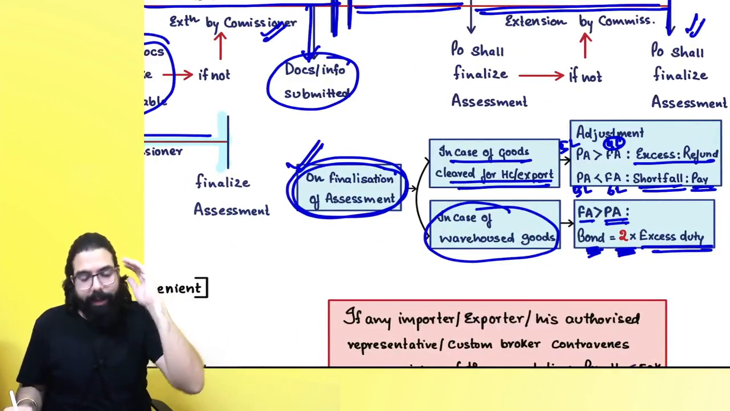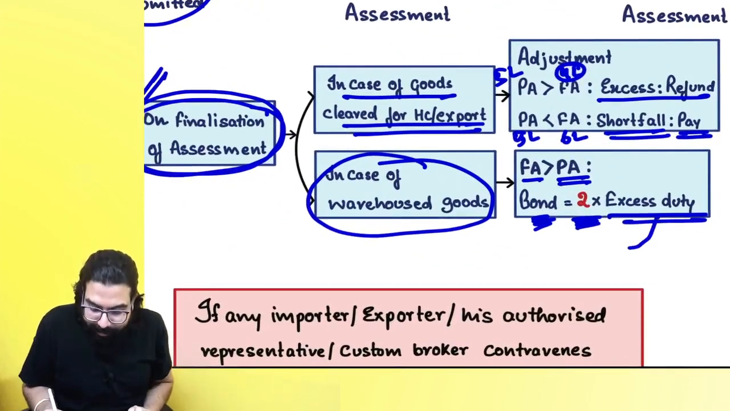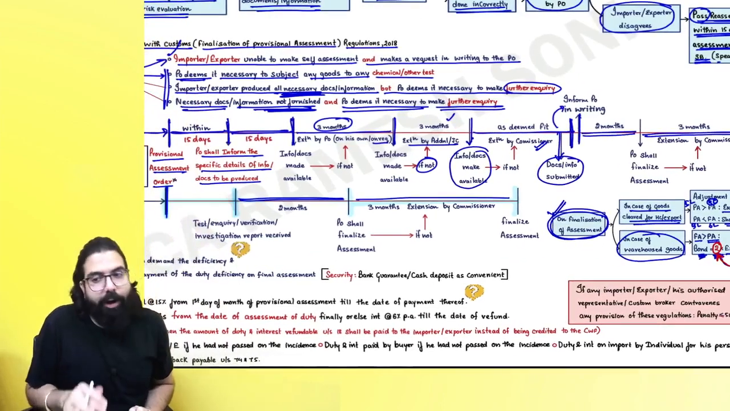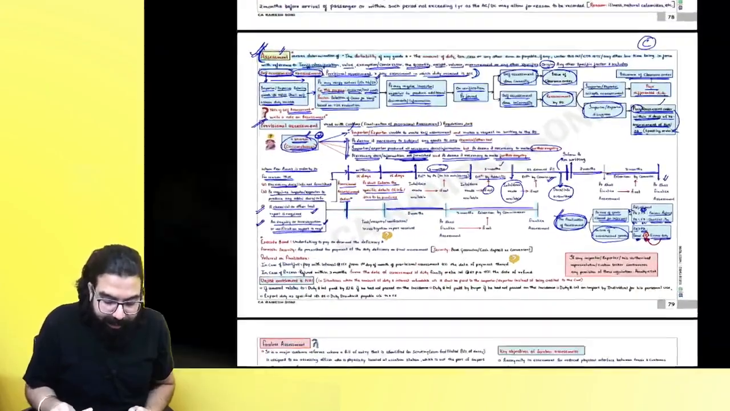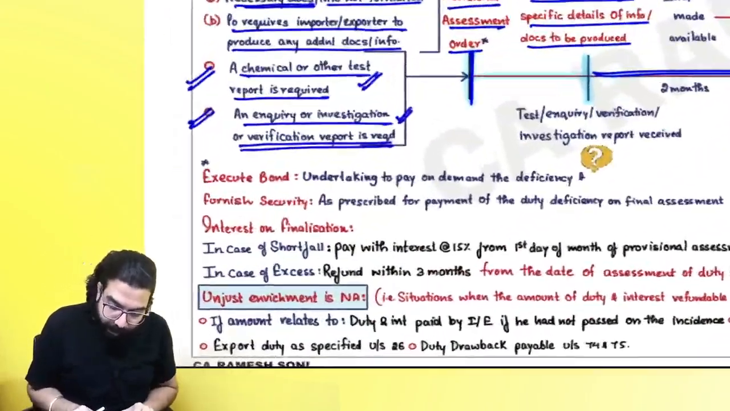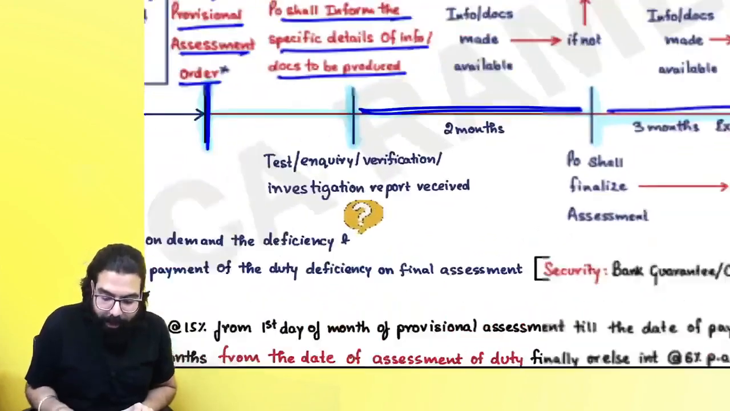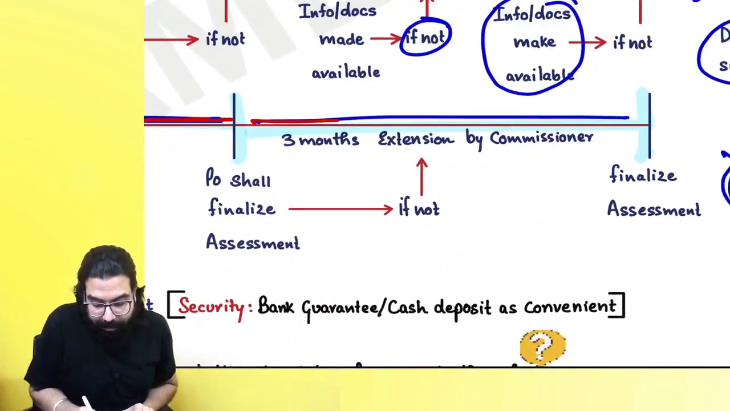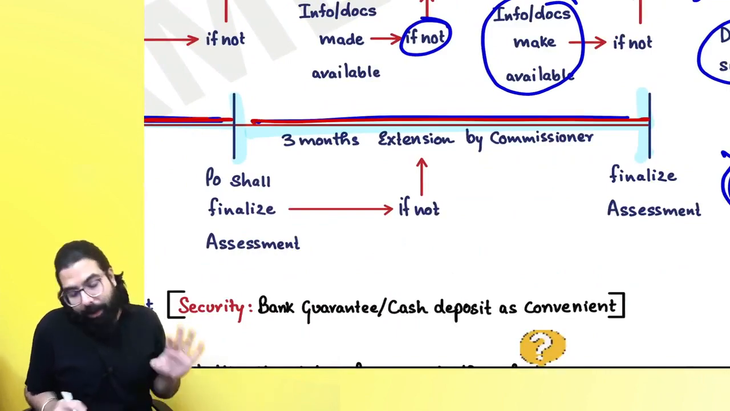In case of warehousing, always remember excess duty into 2 times. That is what is told in your provisional assessment rules only. I hope everyone is clear. Let's go ahead. But remember one thing, everyone, for your exam: 2 months for finalization, and 3 months extension can be given by the commissioner.